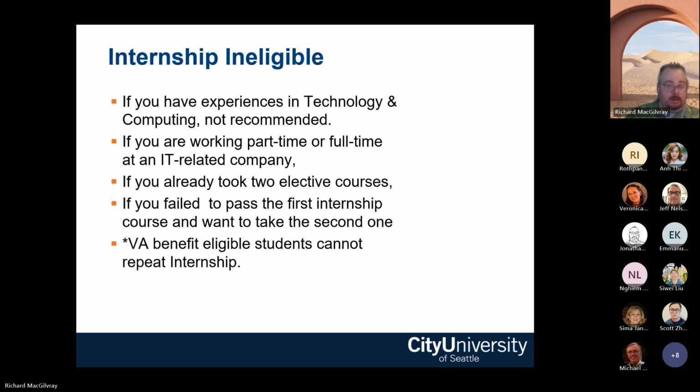Other things that potentially make you ineligible are if you've already taken 2 elective courses at the graduate level, or 2 elective courses at the undergraduate level. And that's upper division at the undergraduate level. Also, if you've taken the internship and you were unsuccessful the first time, you can't repeat the internship.